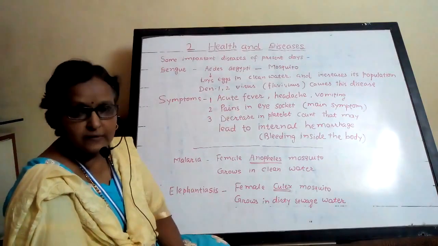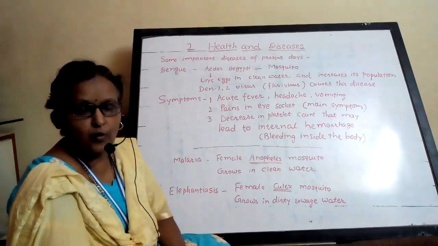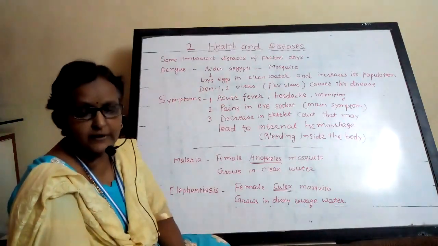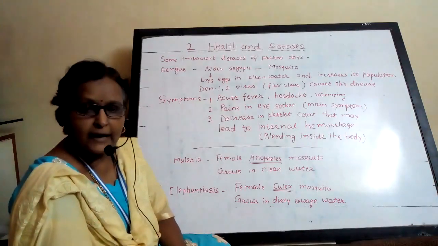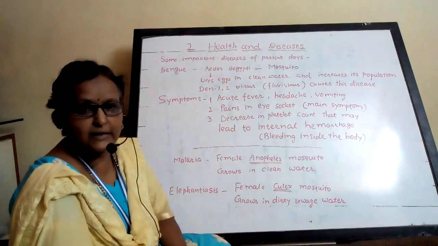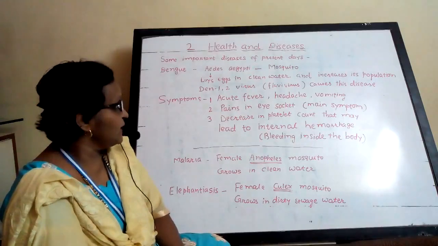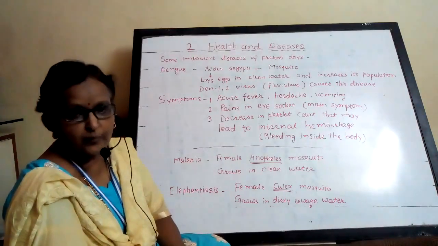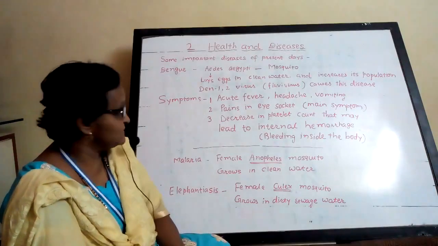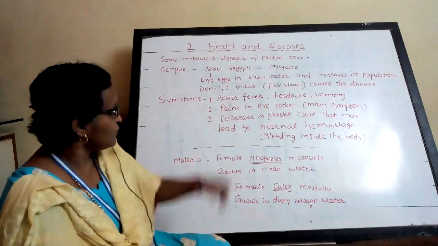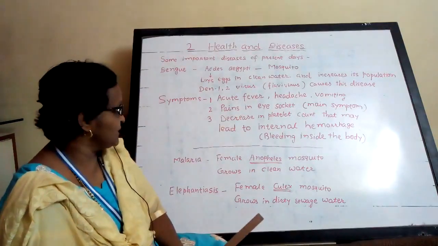This female lays eggs in water, especially in clean water. Wherever there are waterlogged places, such as tires and tubes, these mosquitoes lay their eggs. They become larvae, and from these larvae mosquitoes are formed, and these mosquitoes are responsible for spreading the disease dengue. So it lays eggs in clean water and increases its population.